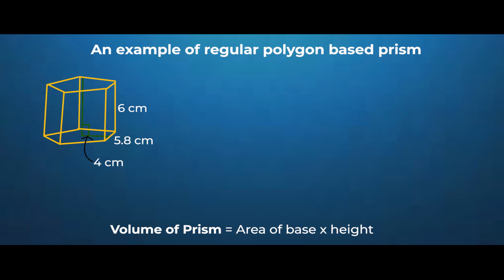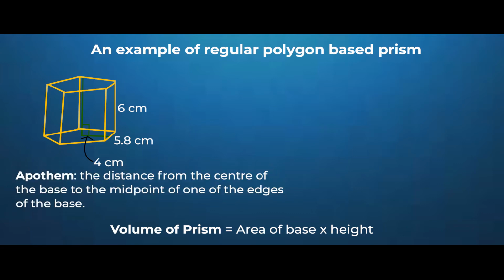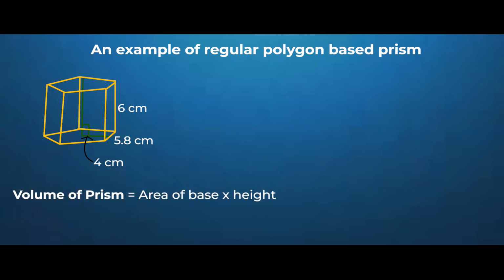So apothem is something new. What is apothem? The distance from the center of the base to the midpoint of the edges of the base is called apothem. This particular information is useful when we calculate the area of the base. To calculate the volume of the prism, we need to have the area of the base and the height. Height is already there in the figure, so we need to know the area of the base. So how do we calculate the area of a polygon?